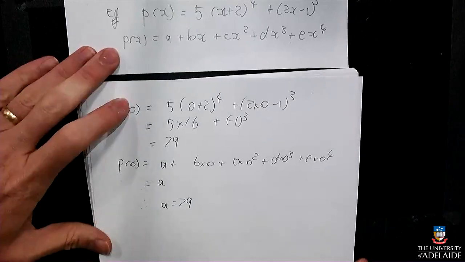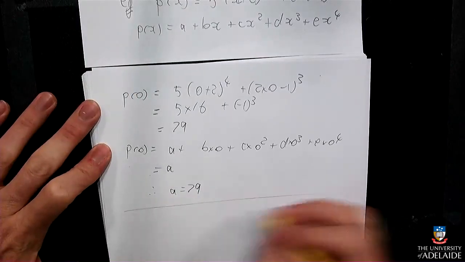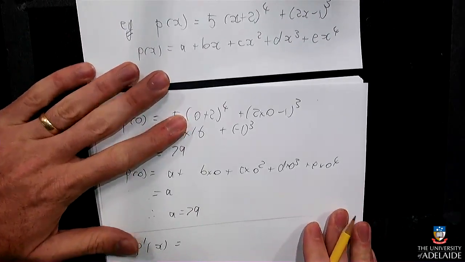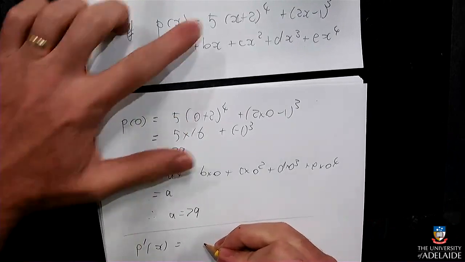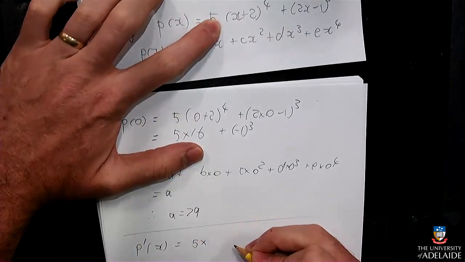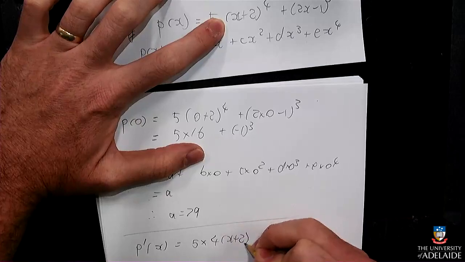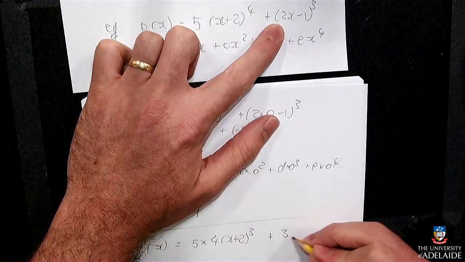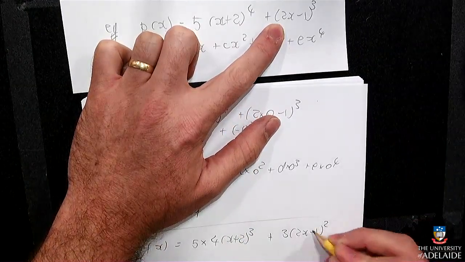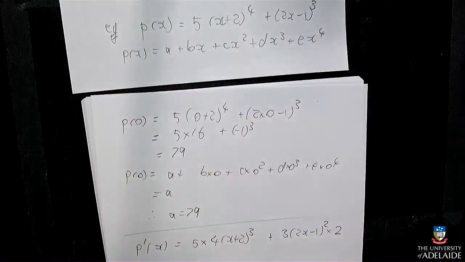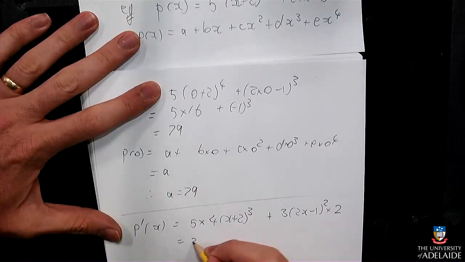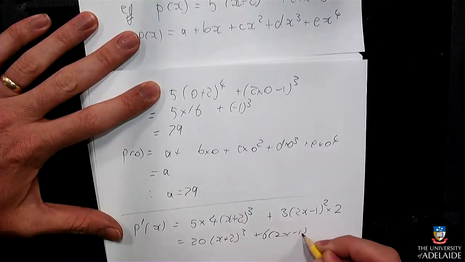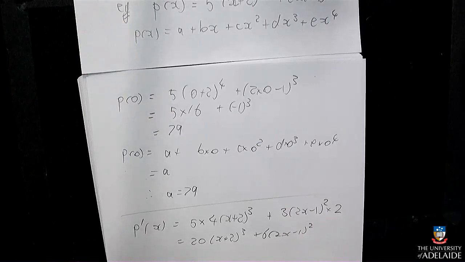Okay, so I'm going to do the first derivative of both formulas. So p dashed, so let's see, just enough space to fit them all. So let's see, we've got a 5, it's still multiplied and it'll still be there. 4x plus 2 to the 3, and we'll have to times by the derivative of that, which is 1, so that's okay. And then this one, 3, 2x minus 1 squared, and we'll have to times by the derivative of that, which is 2. Okay, so just simplified that.